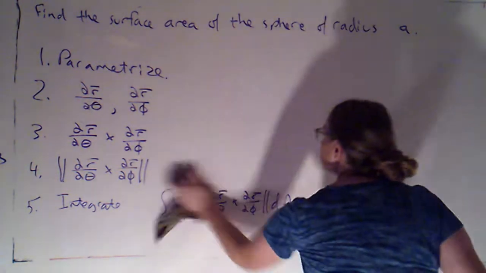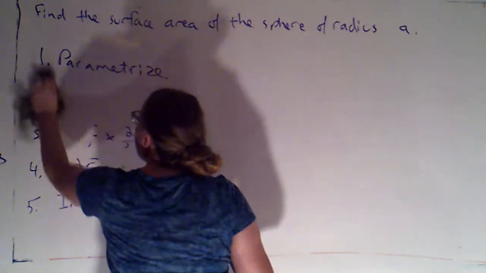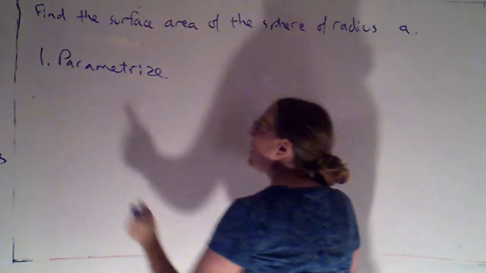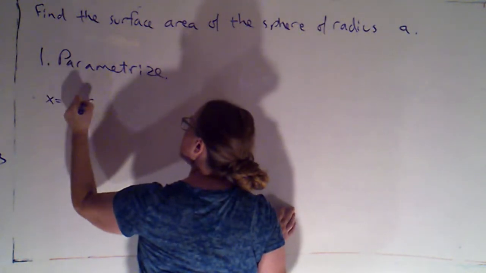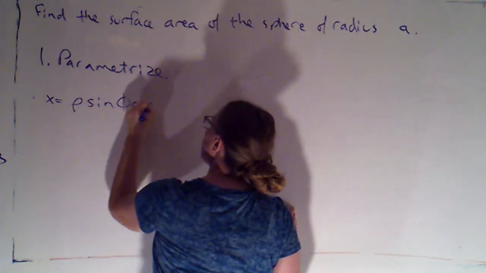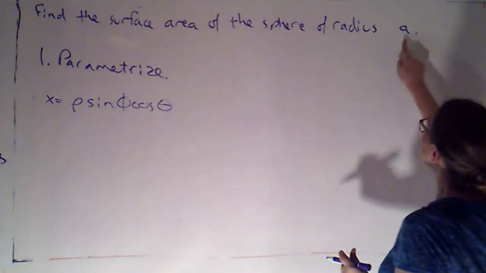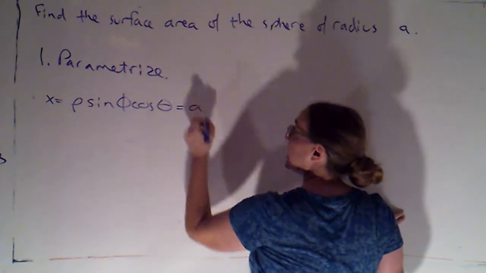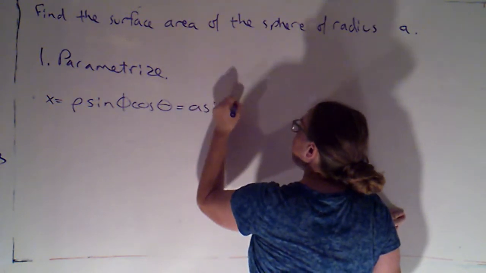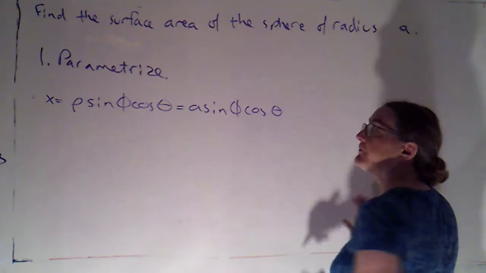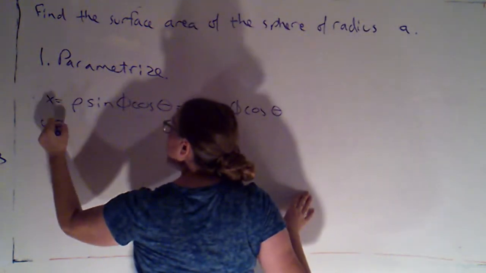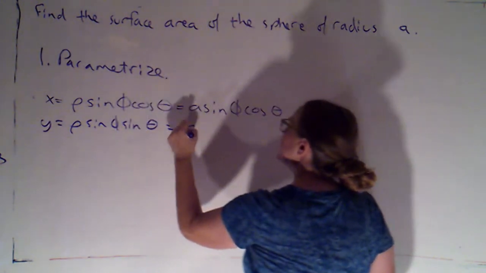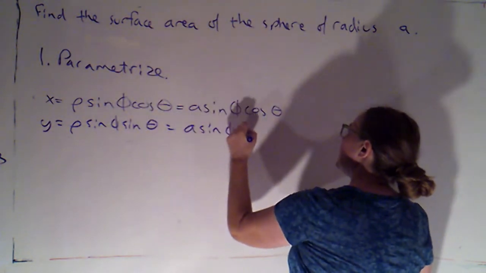All right, so if I'm parametrizing this, as I said, I'm going to just use spherical coordinates. So I know that in general, x is rho sine phi cosine theta. And if my radius of the sphere is a, that just means I'm replacing rho with a constant value of a. So I'm getting a sine phi cosine theta for x. y, in general, is rho sine phi sine theta. So that just becomes a sine phi sine theta.